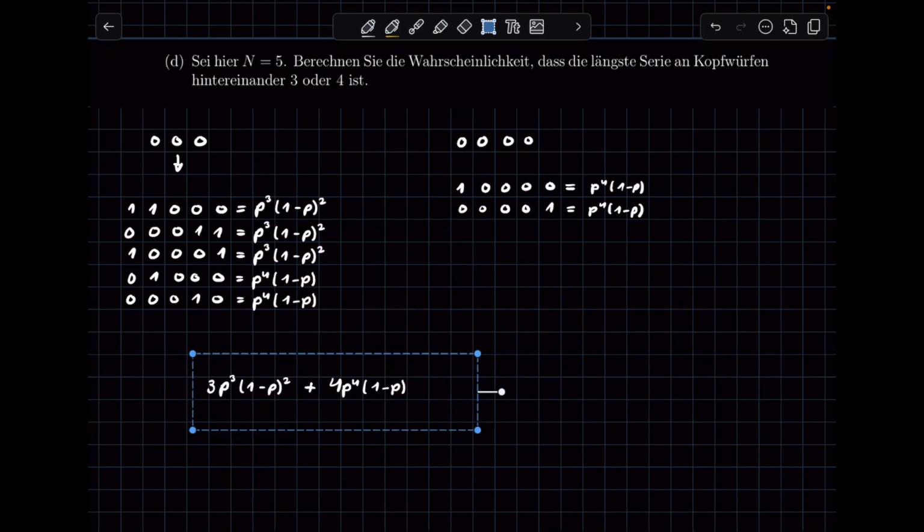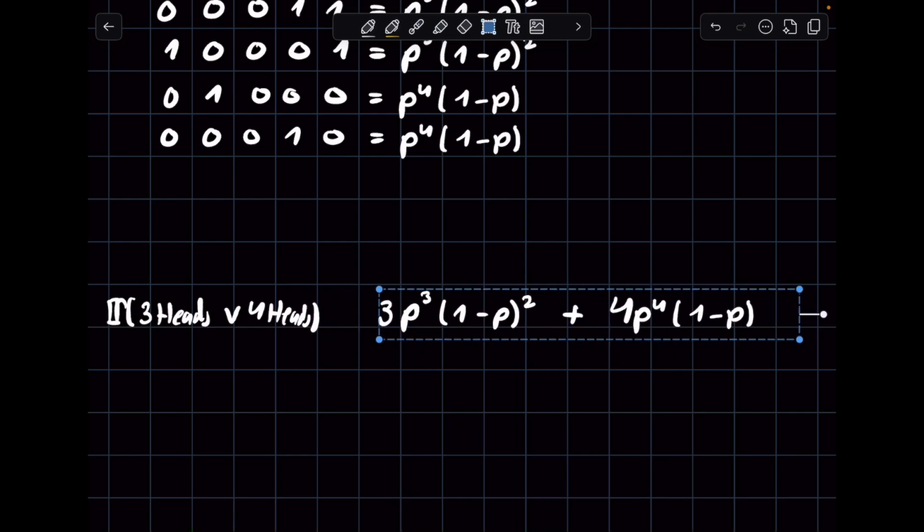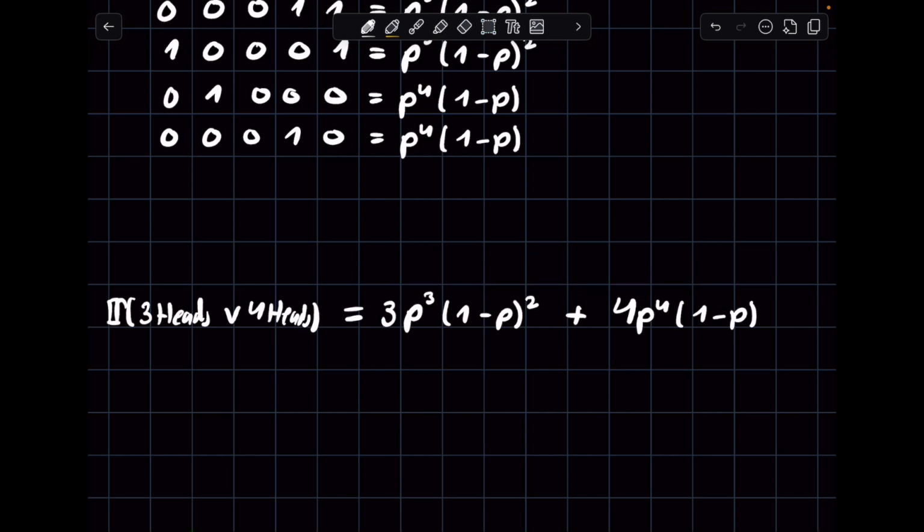And this is going to be the probability that we get 3 heads or 4 heads, one after another, obviously. That's it. That's as easy as that. So yeah, that's pretty much how you solve this exercise.